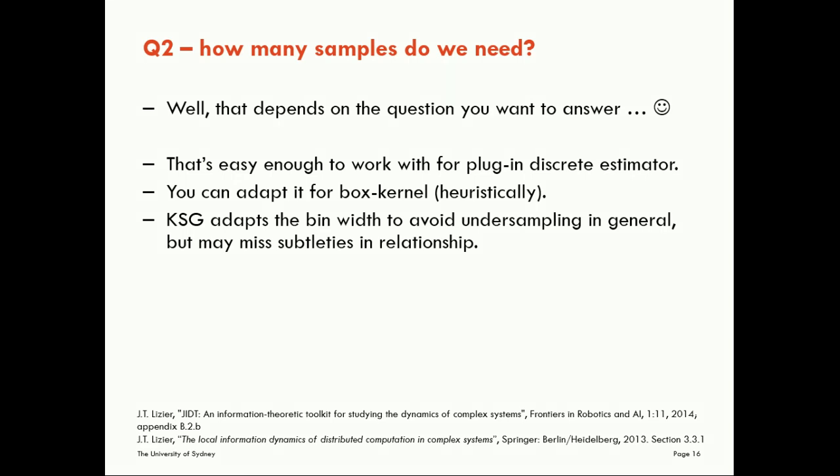In terms of the KSG estimator, it basically adapts the bin width to avoid undersampling in general. I say in general because that's as long as you use at least k equals 4 nearest neighbors. Undersampling can occur sometimes when you go smaller than that, so I would not do that. Otherwise, you don't have to worry too much there about undersampling. It's going to adjust itself to the number of samples that you have. Now, that may miss subtleties in the relationship between your variables that occur on a smaller spatial scale than you are able to analyze for the given amount of data that you have. So that's something to be aware of.